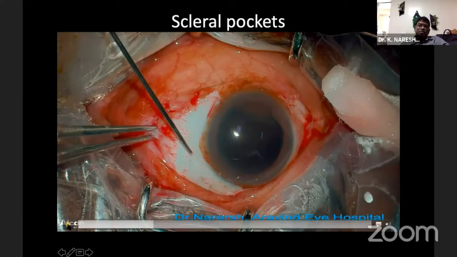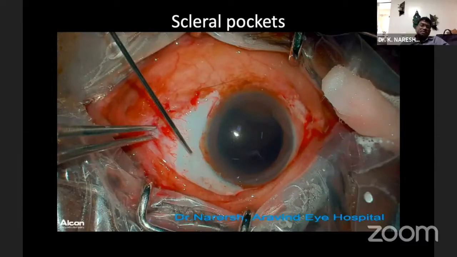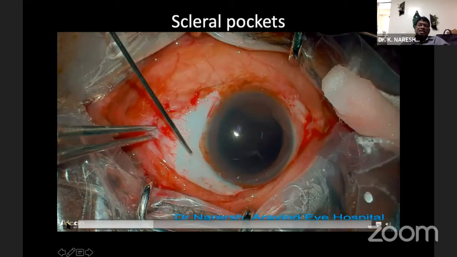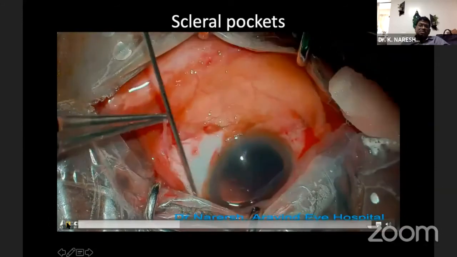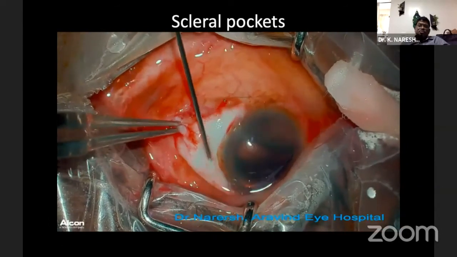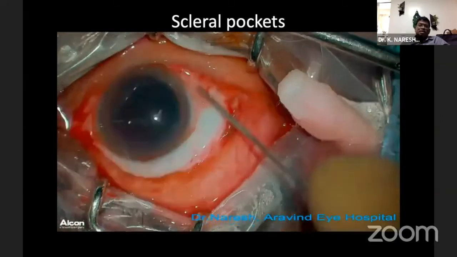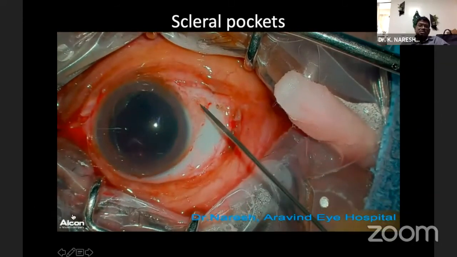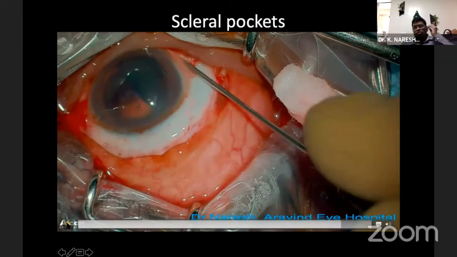So we have to make 2 scleral pockets. I use a 23 gauge MVR blade. Initially, I was using a 24 gauge needle, then the trocar. Now I am very comfortable using a 23 gauge MVR blade. You can make out I am just holding the muscle for support and making 2 pockets, one 180 degrees away.